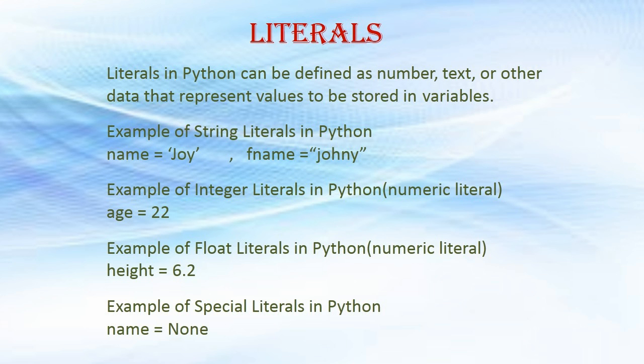Example of an integer literal in Python, also called a numeric literal: age equals 22. Now here 22 is a literal. Example of a float, float means decimal value: height equals 6.2. Now 6.2 is what? Literal. Example of a special literal in Python: name equals None. Now None is a special type of literal. How many types of literals have we studied? String literal, numeric literal, float, again numeric literal, float meaning decimal value, and special literal, None.